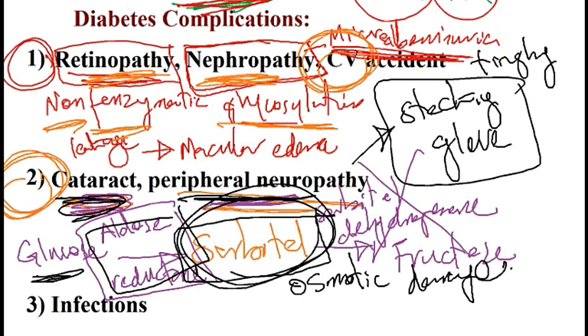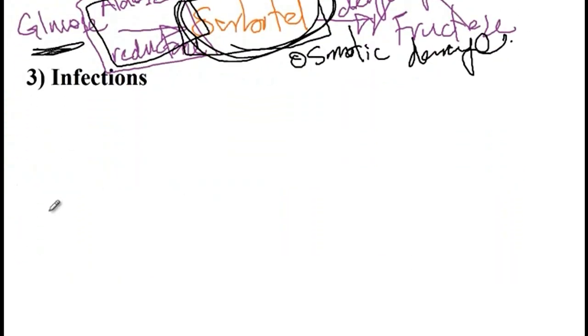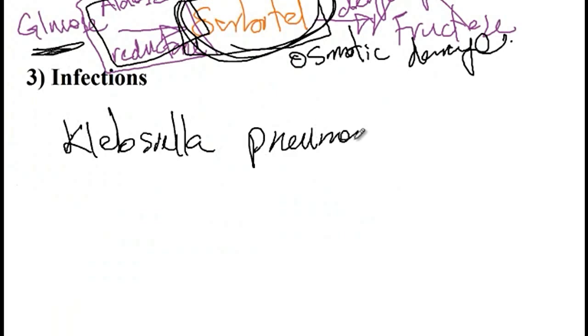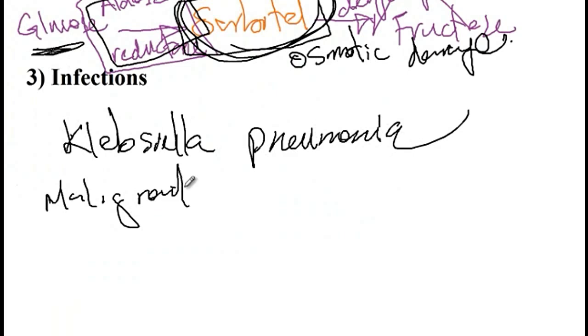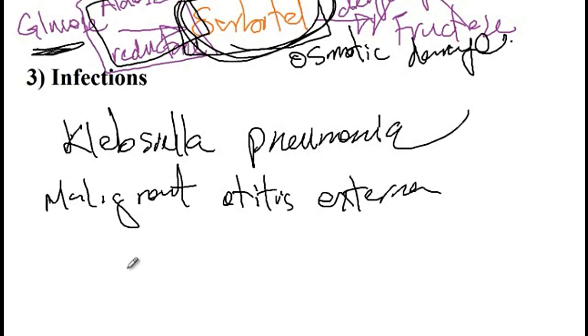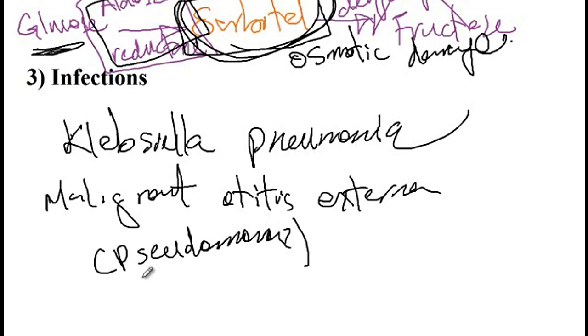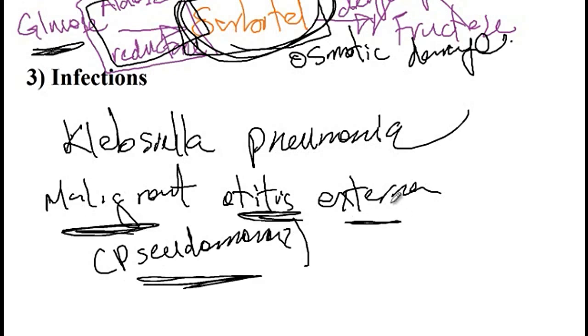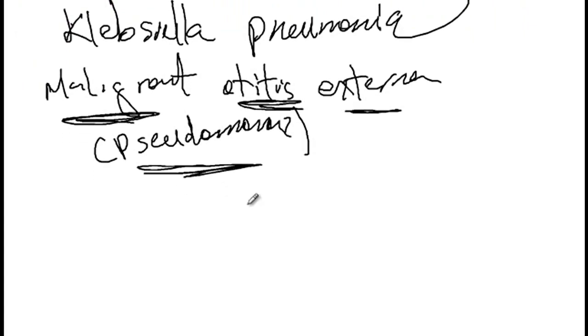And then the final complication in these patients is infections. Infections that are common in diabetic patients include Klebsiella pneumonia, and malignant otitis externa, which is caused by Pseudomonas. This Pseudomonas will affect the external auditory canal, and it will also attack the skull in patients with malignant otitis externa. And then the final complication is mucormycosis.